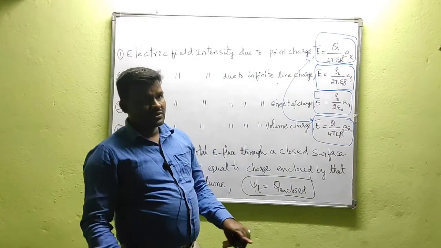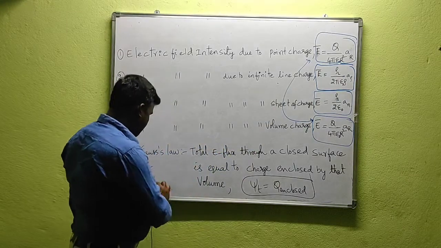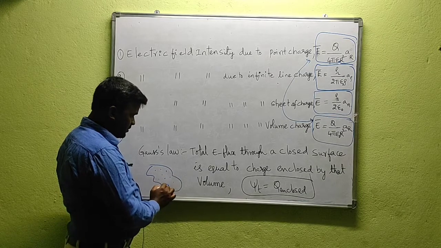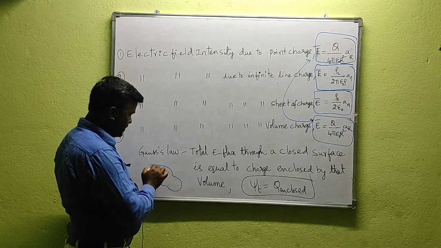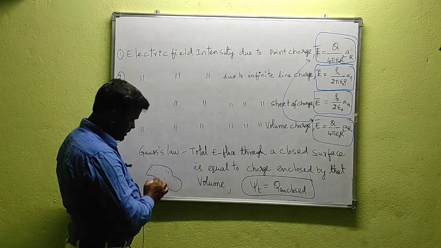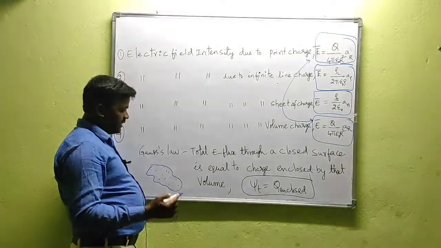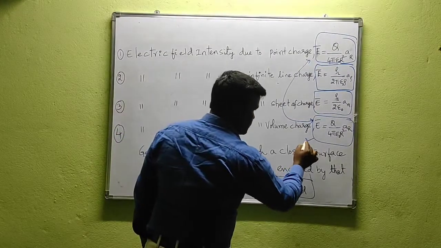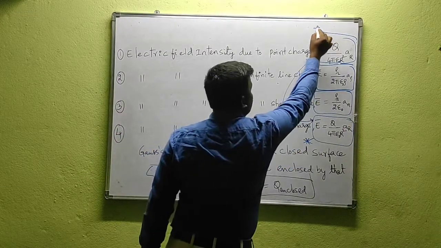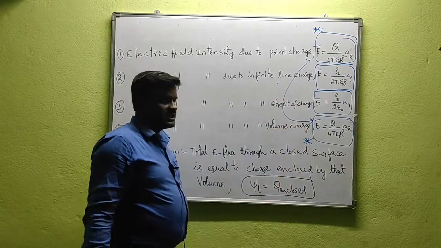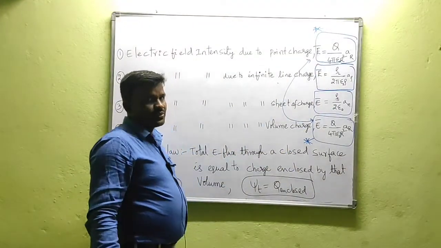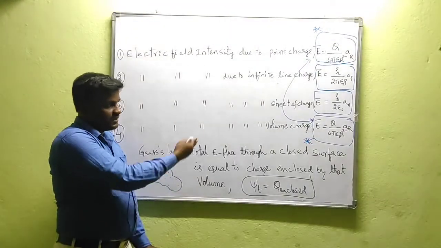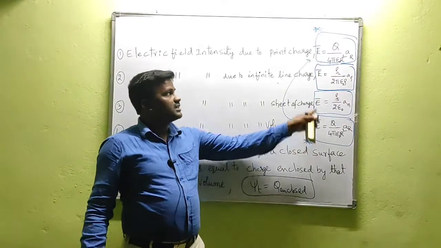Of course, in the case of volume charge, it is a volume, and at each and every point in this space we have charge. This charge is treated as a point charge. So that's why the electric field intensity due to volume charge is the same as the electric field intensity due to point charge. The charge in the volume is treated as a point charge.